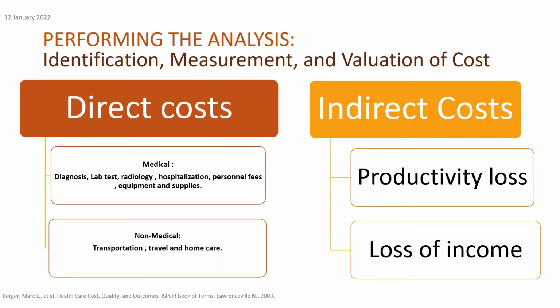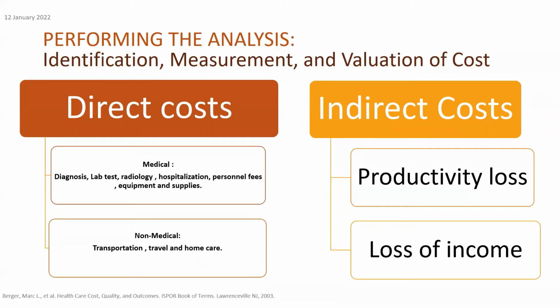So all of the things that we talked about are part of the planning for the study. So if you want to perform the analysis, the number one thing that you need to do is to identify, to measure, and to value costs. And costs here are either direct costs or indirect costs.